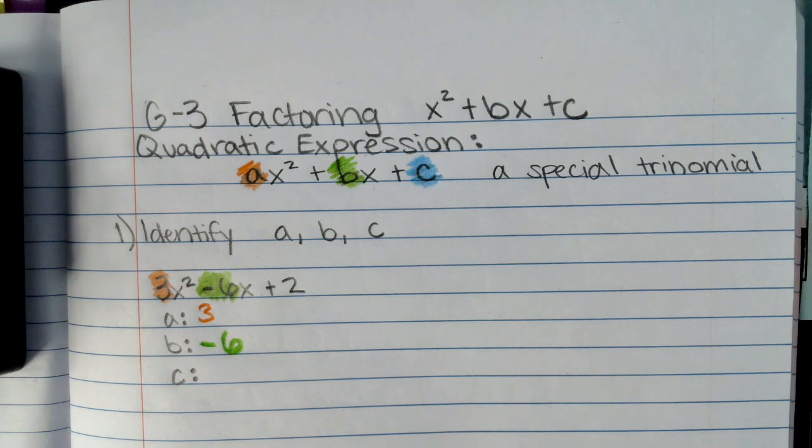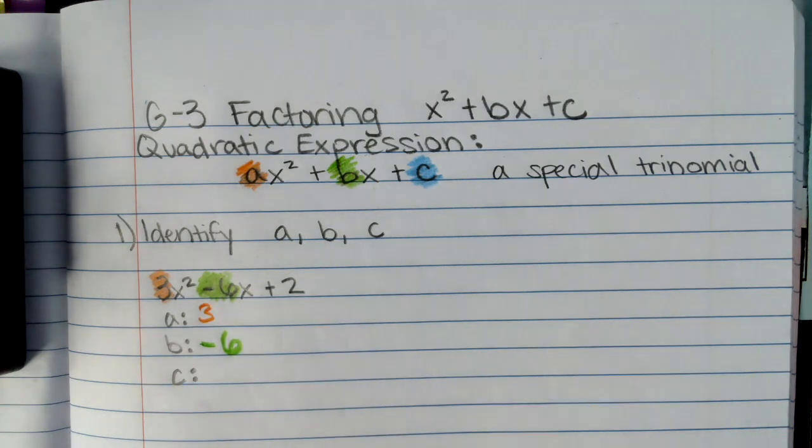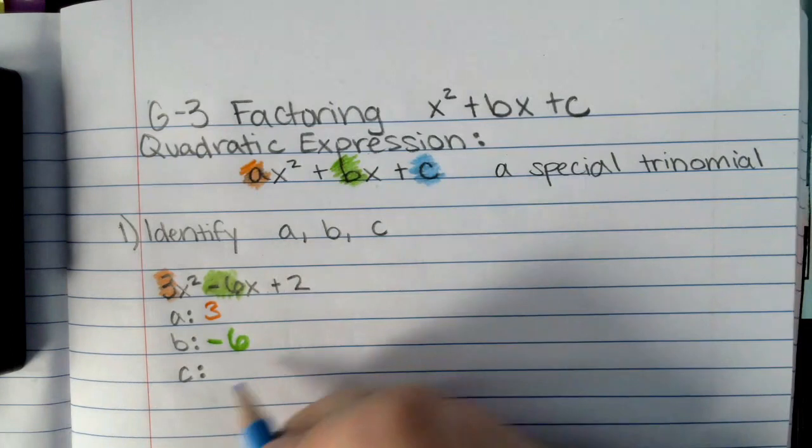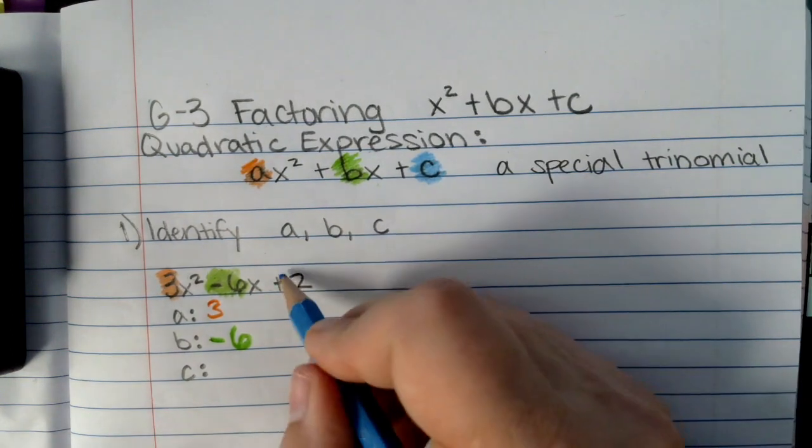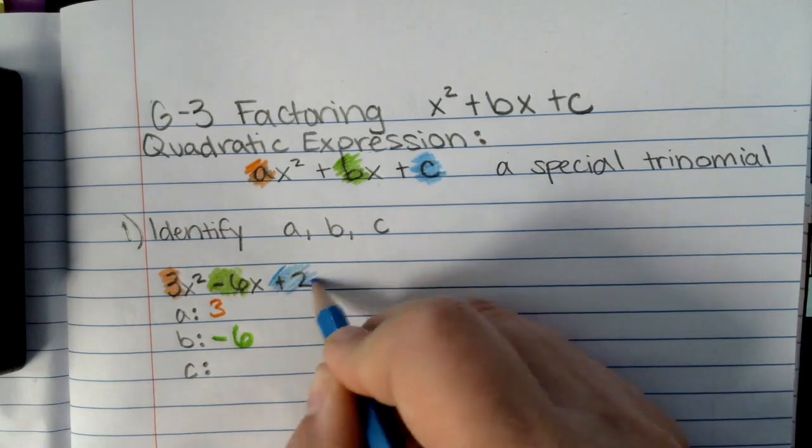All right, and what is our C? What is our constant, our number by itself? Positive 2. Good. So just 2. Don't have to write that plus 2. We can just write 2 when it's a positive.